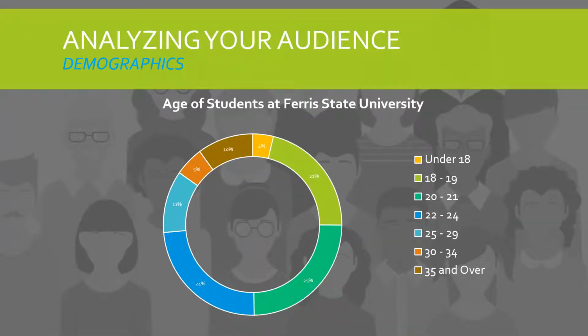Demographics is another important point when analyzing your audience. Knowing I was delivering this presentation to the Ferris student body, I prepared these charts based on data released by Ferris and some data collected by third parties. This first graph is for the age group of Ferris students. No surprise here that 20 to 21-year-old and 22 to 24-year-old students make up about 50% of the student body.